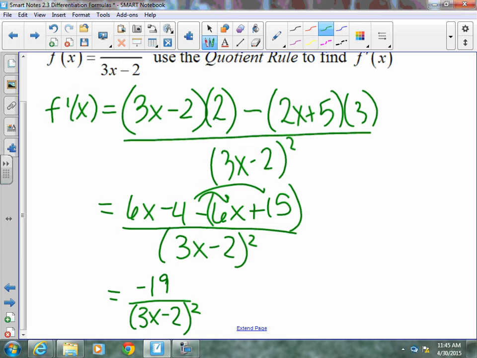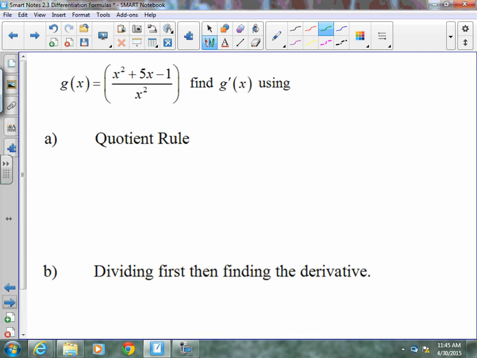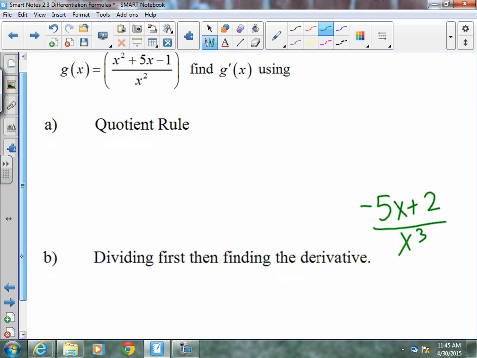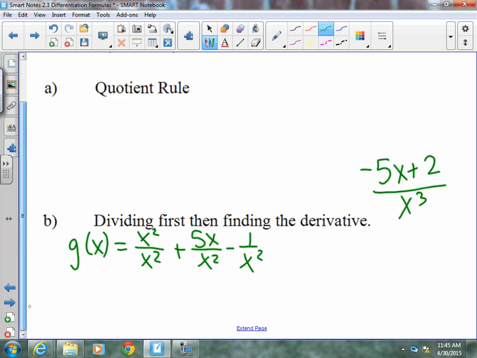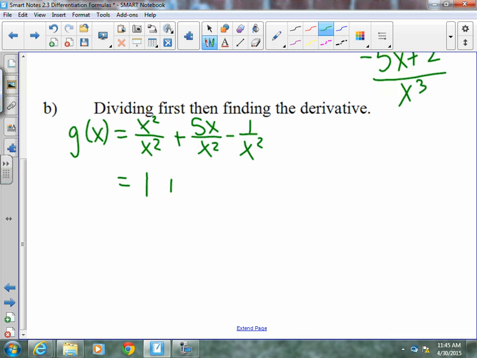Take a second, pause the video and give this next part A a try. Hopefully you ended up with negative 5x plus 2 all over x cubed. Now let me show you another way we can do it. Dividing first. So dividing first means g of x equals x squared over x squared plus 5x over x squared minus 1 over x squared. If I simplify this a little bit, I get 1 plus 5 over x minus 1 over x squared.